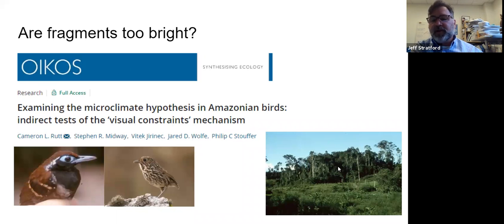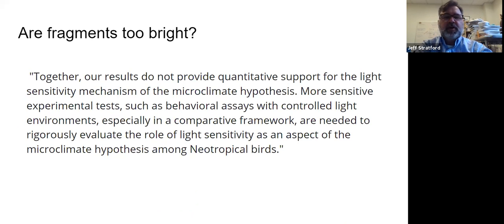because light can penetrate in from all the sides. So maybe these environments are just too bright for these birds. And you can even see, like in these two species, they have relatively large eyes. And so this was tested by Cameron, who was a graduate student of Phil Stouffer's. And they basically captured birds and then looked at the size of the eye, the diameter, relative to the whole body size. So a small bird with big eyes would be more adapted, and you would predict to be more sensitive to fragmentation. However, what they found was no support for the it's too bright hypothesis, right?